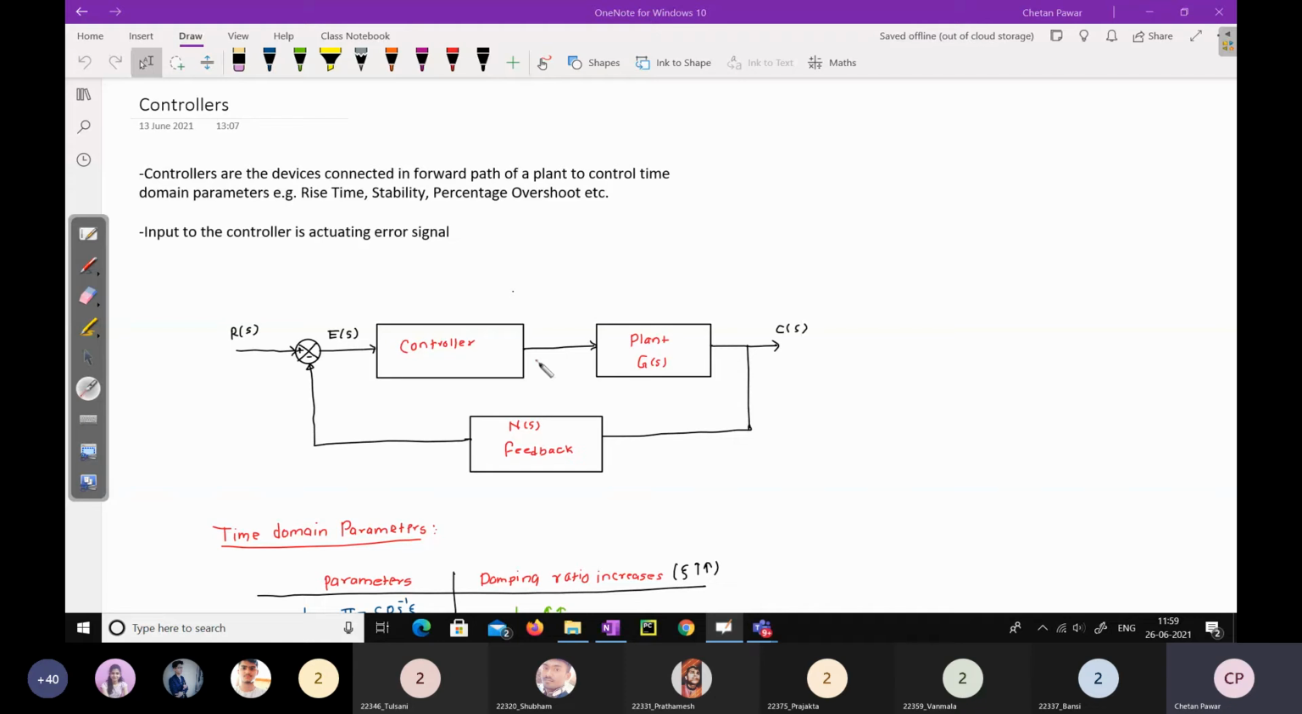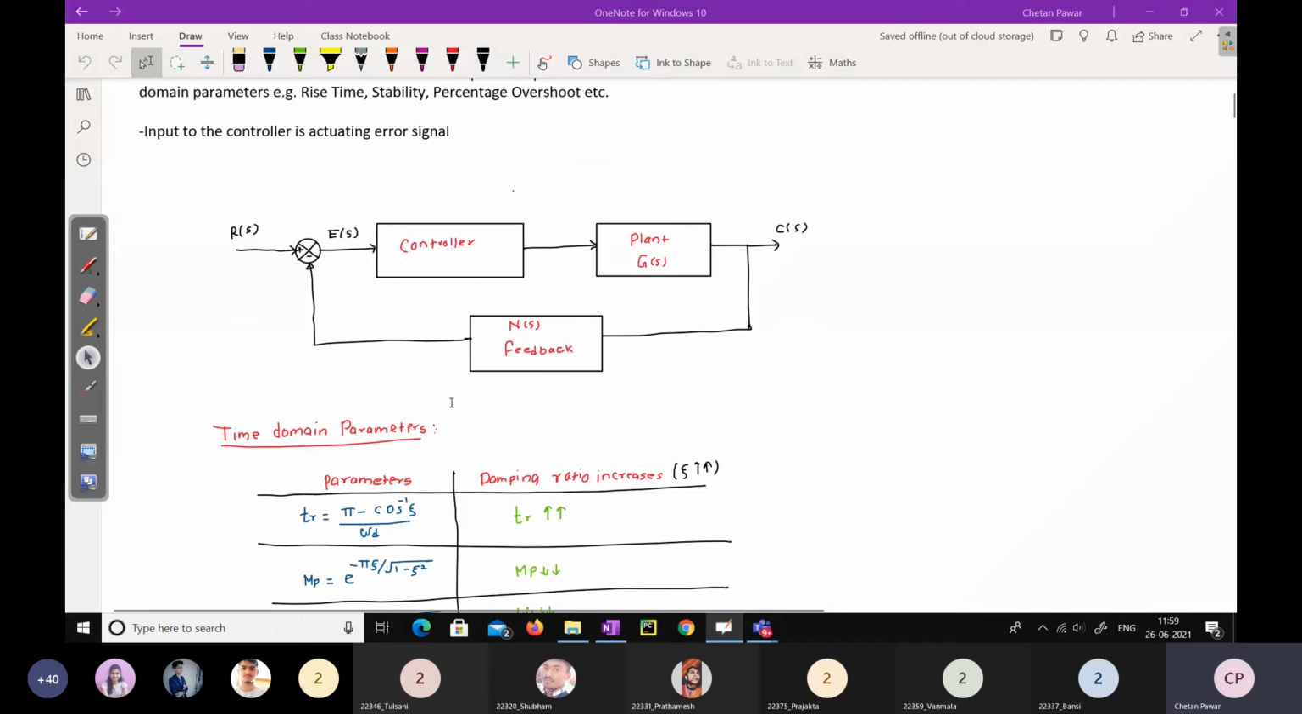So let us see what happens when we change the damping of the system, when you put the controller into the system. What will be the effect on the damping, and how will that damping affect the system parameters? We just see that particular concept here before going into the actual controller implementations. So let us see the first point: if I change the damping ratio of a second order system, right?